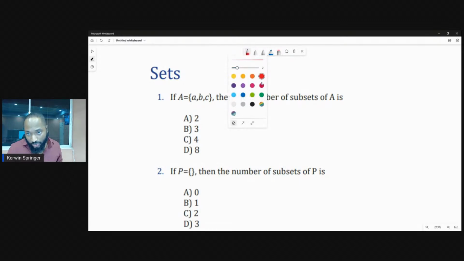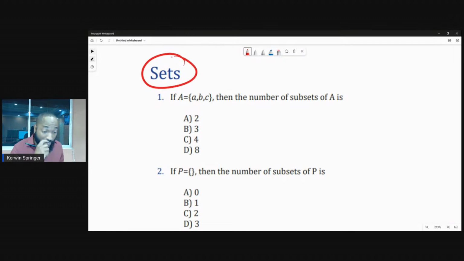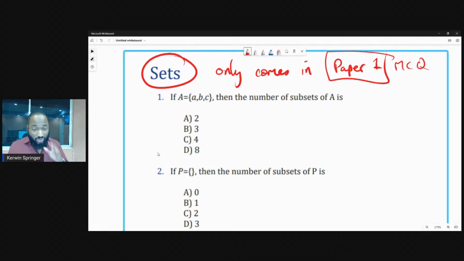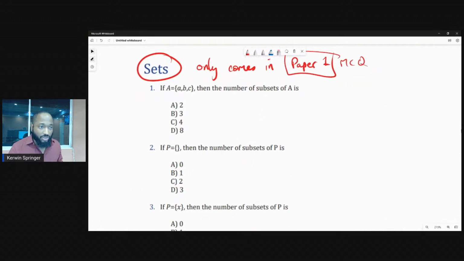Now, sets is a peculiar subject. It's a unique topic for CSEC maths in that it only comes in paper 1. That's the multiple choice questions. It only comes in these multiple choice questions. So these are all the different styles that you could look out for in the exam. So let's go. Let me get the answers for number 1 and number 2 immediately.